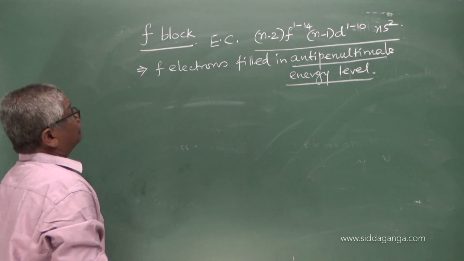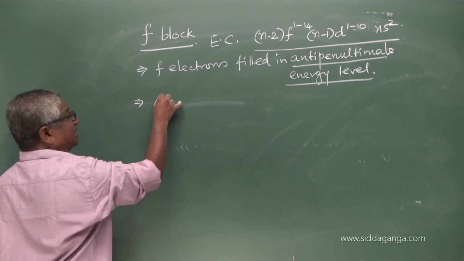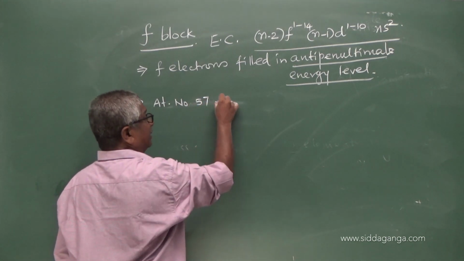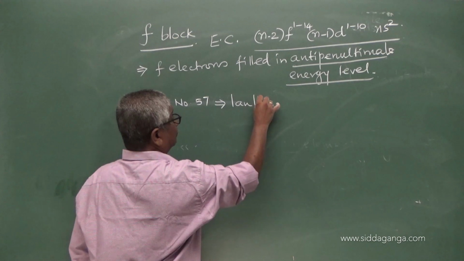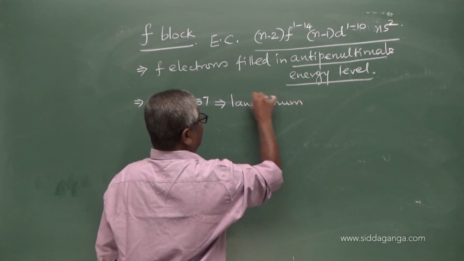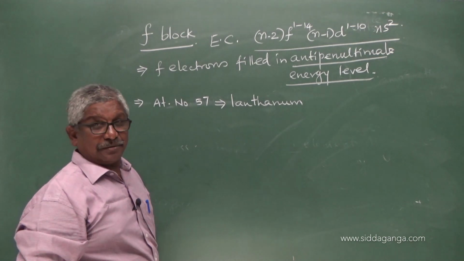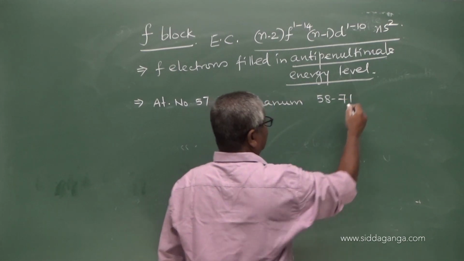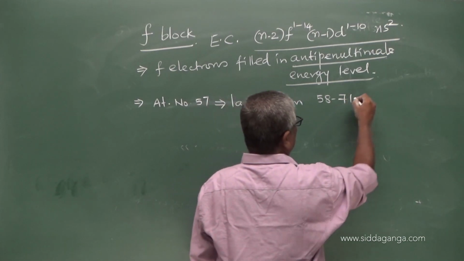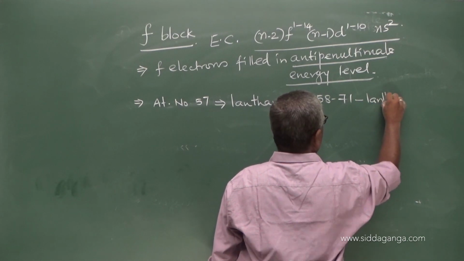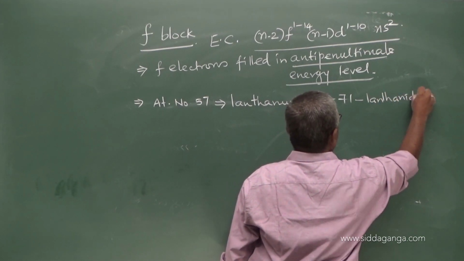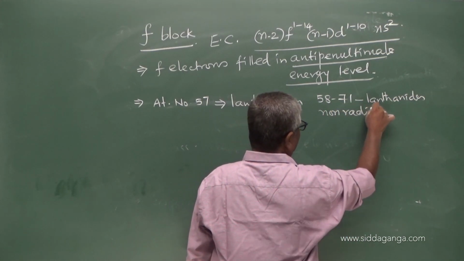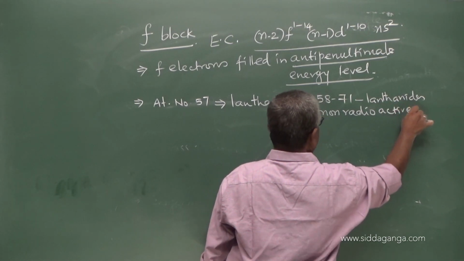So here, atomic number 57 is the element lanthanum. Elements 58 to 71 followed by lanthanum are called lanthanides, non-radioactive elements.